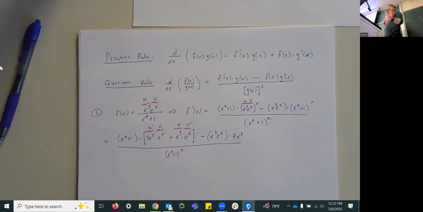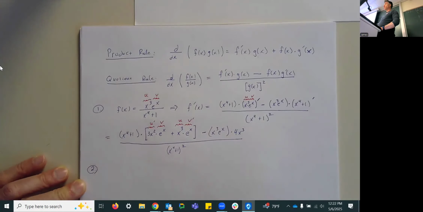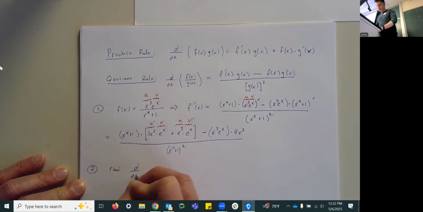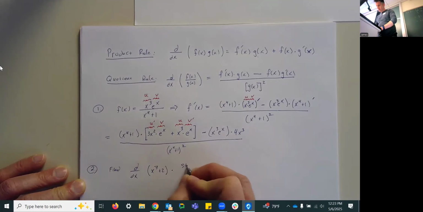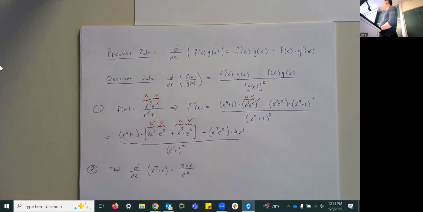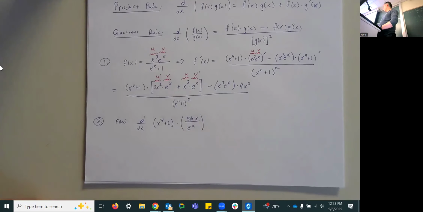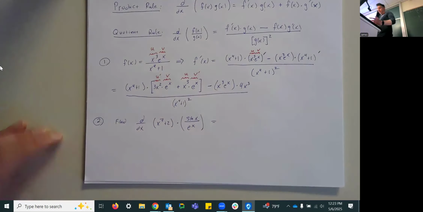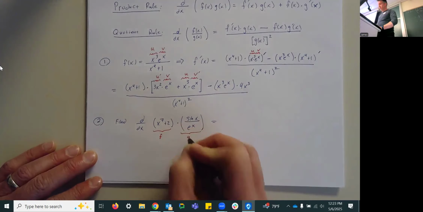But sometimes you can have a product for one side, a quotient rule, or vice versa. Sometimes you could have a quotient rule inside a product rule. For example, if I said find the derivative of, say, x to the 7th plus 2 times sine x divided by e to the x. Now we're going to use the product rule and the quotient rule, but now the product is the outermost thing we have to deal with first. So our derivative is going to be, and you don't have to label things, but I'm going to label this as f and as g so I can keep track.